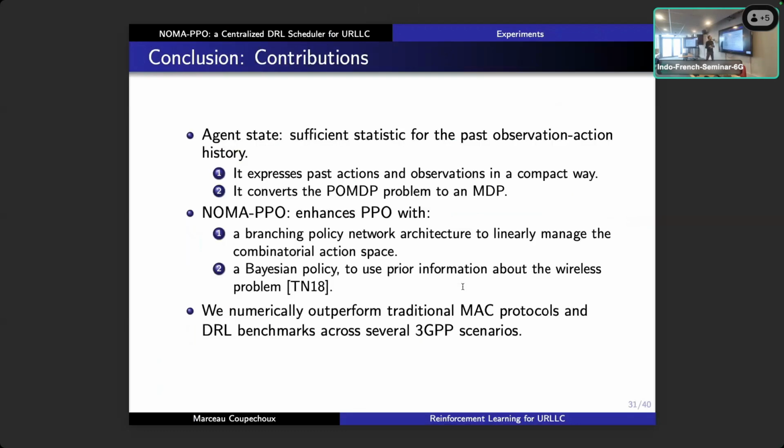Okay, so the contributions are the following. We have introduced this agent state, which is a sufficient statistic for the past history, and which allows us to convert the POMDP into an MDP. We have enhanced PPO with the branching policy and multi-agent policy, with this branching architecture, and we have outperformed the traditional MAC in these 3GPP models.